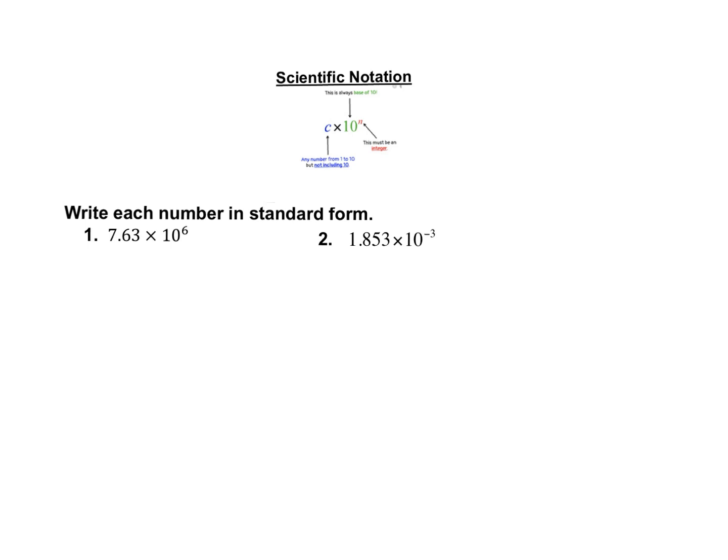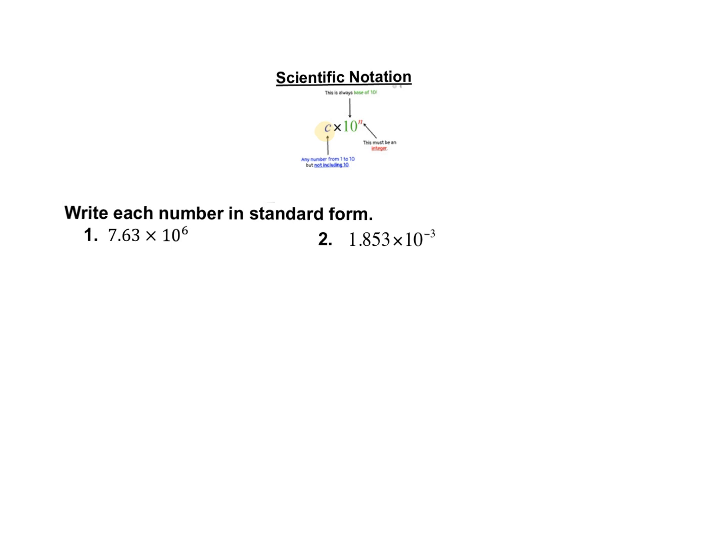When a number is written in scientific notation, this first number right here is greater than or equal to 1 and less than 10. Basically, it's like saying that number has to be between 1 and 10. And then we're going to express our exponent as times 10 to the nth power, whatever power you have. So let's start first by taking these numbers that are written in scientific notation, and we're going to write them in standard form.